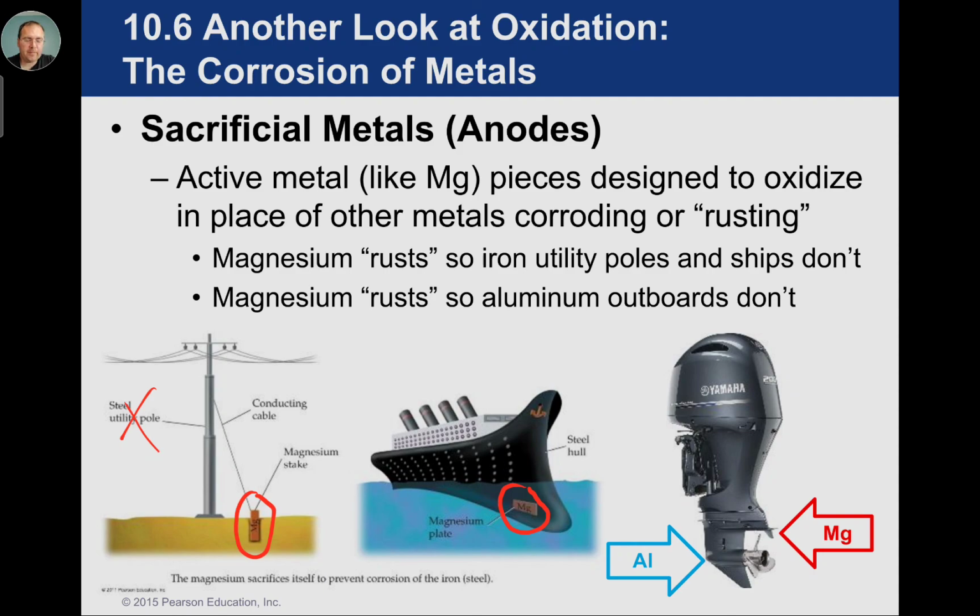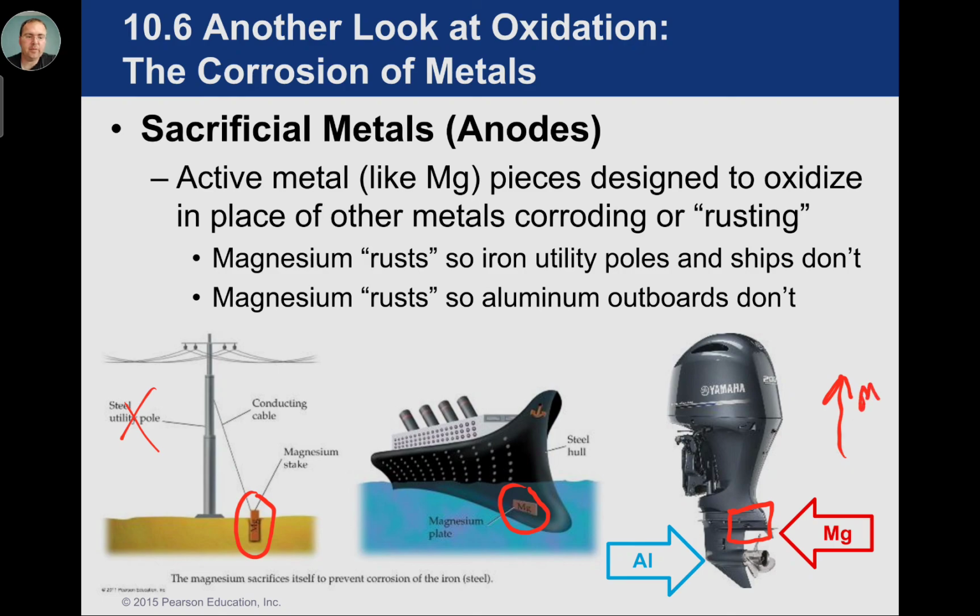Aluminum's even better. It likes to oxidize just like iron, but if we attach a little magnesium chunk, it's usually down here right below the water surface, a little gray block. That's called a sacrificial anode, and it too will oxidize so that your aluminum boat motor, or your aluminum boat for that matter, doesn't have to. So even on car engines, you have these little chunks of magnesium that prevent oxidation because it's easier for the magnesium to oxidize, being a more active metal, being higher on that list.